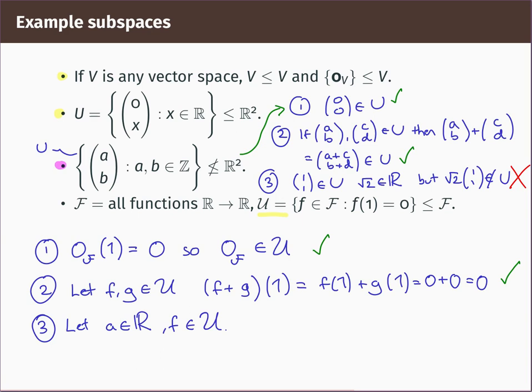Then I need to show that curly U is closed under scalar multiplication. So I need to show that A times f is in U. To do that, we have to investigate what happens when we evaluate at 1. A times f of 1, by definition of scalar multiplication in f, is A times f of 1, the real number A multiplied by the real number f of 1. But f of 1 is 0, so that's 0. That means A times f obeys the condition to be in U, and so U is closed under scalar multiplication.